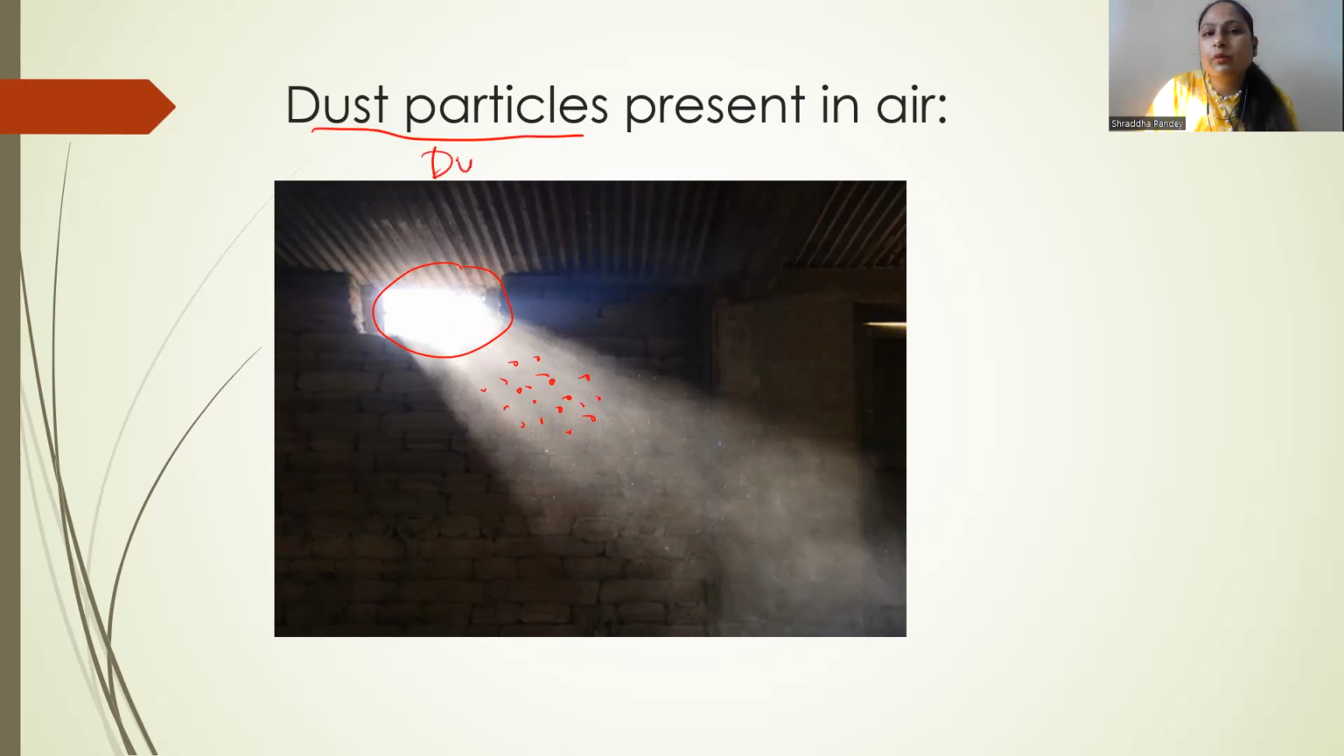So dust particles are also present in the air. You will say we breathe air, so dust particles will also go into our nose. Yes, but there is a protection in our nostrils. On the outer surface of the nostrils there are many hairs, and these hairs trap the dust particles. It allows only the gases to pass inside our nose, into our respiratory system.